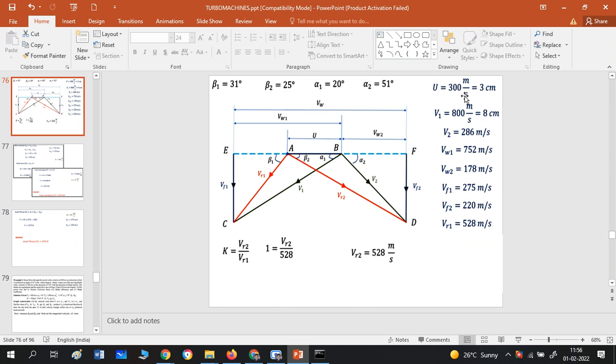Okay, so u is given. First we need to start from any problem given. We have to start from v1, u and alpha 1. Please keep in mind, v1 is given as 800 meter per second. So I have taken a scale of 1 is to 100. I'll take 8 centimeter. So v1 I will mark from a horizontal line.